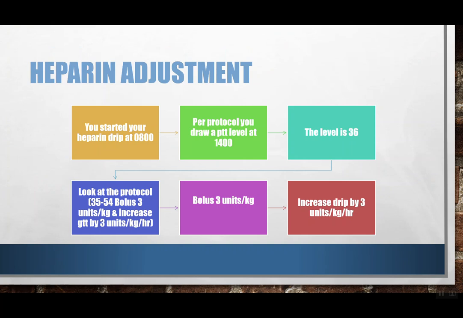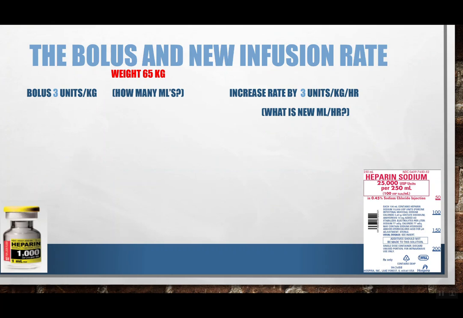Now I've drawn my PTT. We've set everything up. We drew our PTT. The level is 36. So based on the protocol we gave, we need to give a bolus of 3 units per kilogram and increase the drips per minute by 3 units per kilogram per hour. So we're going to do an adjustment on this. So now we need a bolus and new infusion rate. You can see I left the weight here for you to see.